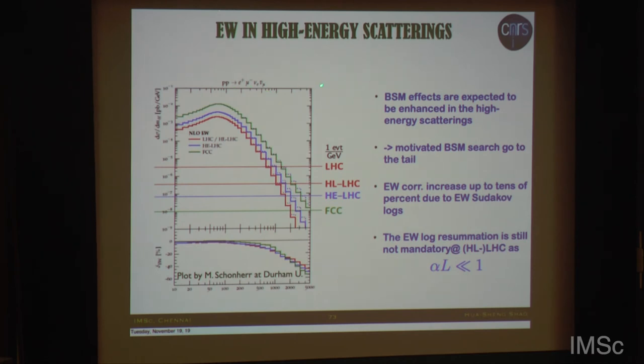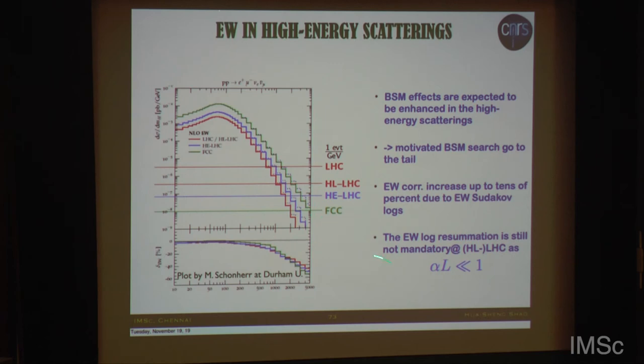So when the electroweak corrections really matter at the tail, of course, it's a question of which machine, which energy, which luminosity you have, right? For this example, you see the LHC right now, the high-luminosity LHC, the high-energy LHC, and the FCC with their final luminosities can probe different tails. Of course, with the FCC you can go to much higher tails, and you see how relevant they are. This region is particularly interesting because BSM effects are expected to be enhanced. People are looking at the tails of distributions, and they must care about possible electroweak corrections in the tails, right?